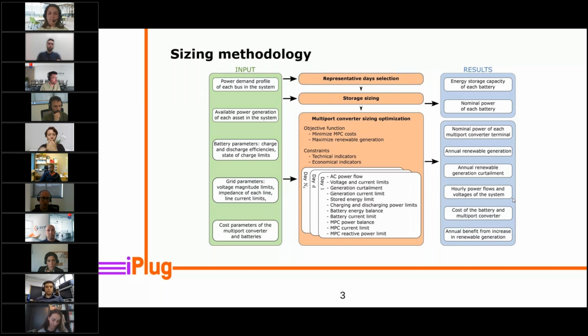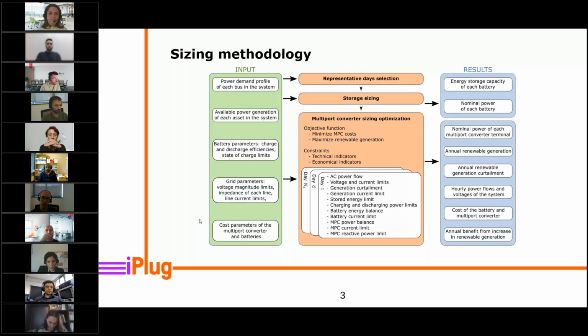Here is an overview of the sizing methodology we have proposed. Basically, we take into account demand profiles of different types of consumption, and also the profiles of different types of generation, especially renewable generation. Then grid parameters, in case we are representing the grid, which is important. In case we want to include batteries, we also need as an input how we are parameterizing these batteries. And finally, some costs to make sure this can be used later for the final decision.